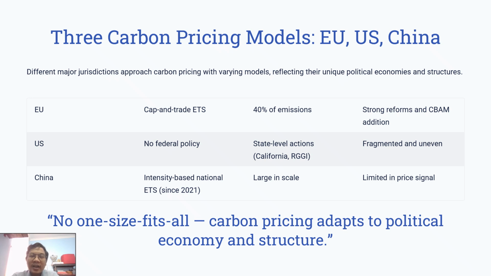Different countries apply carbon pricing in ways that reflect their political system and institutional capacities. The European Union uses a cap and trade emissions trading system, which covers 40% of total emissions and includes strong reforms like the Market Stability Reserve and the newly introduced Carbon Border Adjustment Mechanism, or CBAM. The United States, on the other hand, has no federal carbon pricing. Instead, state-level systems like California's and the RGGI in the Northeast provide patchy and uneven coverage.